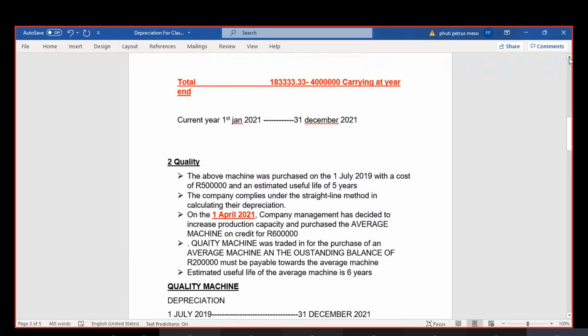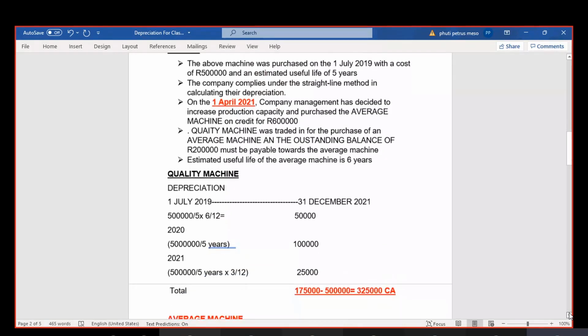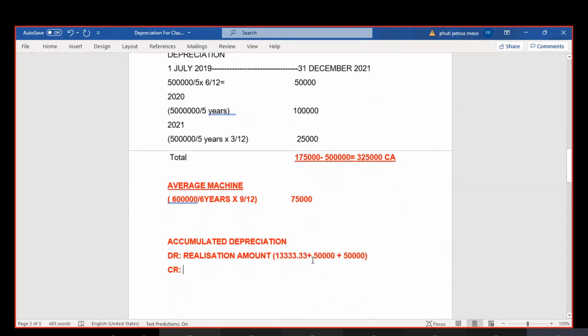Right, let's see how much will be your opening balance with regards to the accumulated depreciation. So what you can do is say opening balance, simply because we've got figures in the previous year. So you need to look at how much will be the opening balance. Okay, the opening balance works in this way, guys. If you're dealing with the current year and you had transactions that occurred in the previous year, whatever has occurred in the previous year is going to be your opening balance in the current year.